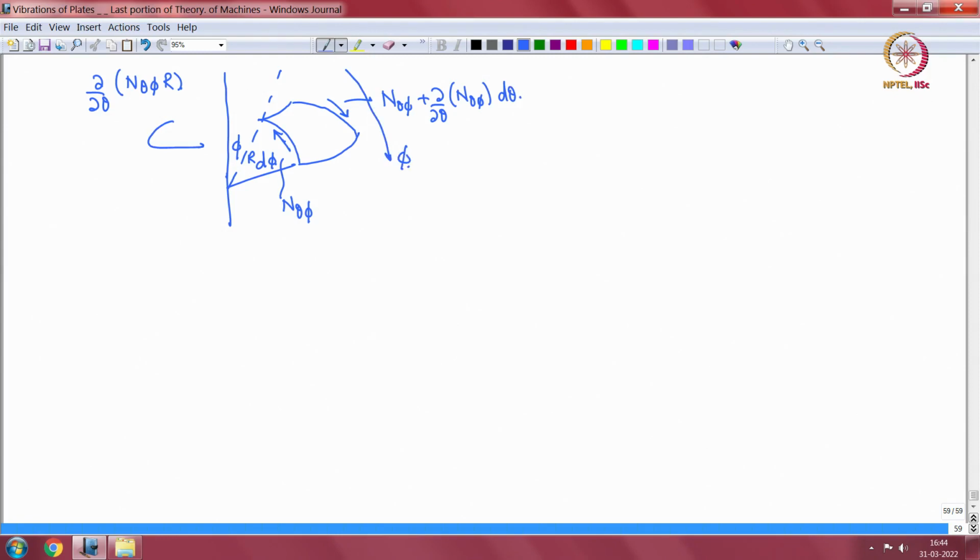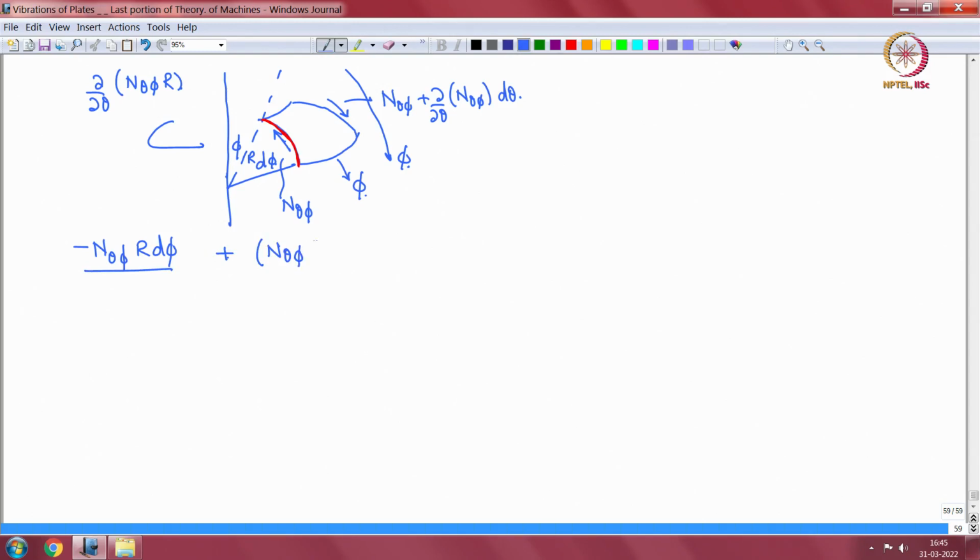Okay, so now we have to add the forces in the phi direction. This is the phi direction. On the negative side, minus n theta phi, it is still a force resultant. Then we make it a force by multiplying by r d phi, that is the length of this element. So now it's a full force, plus the other side.